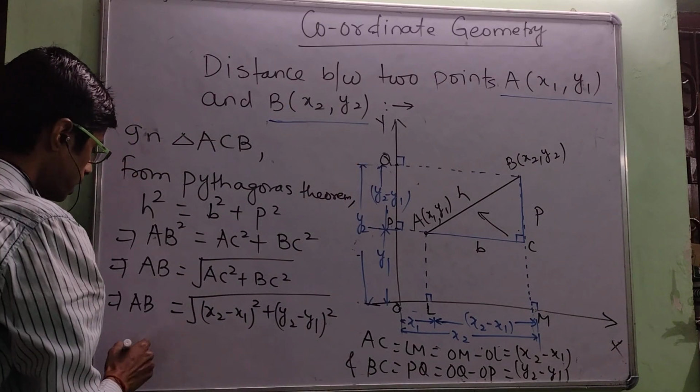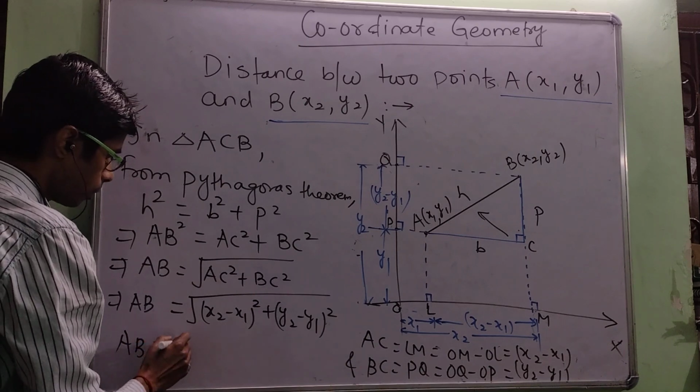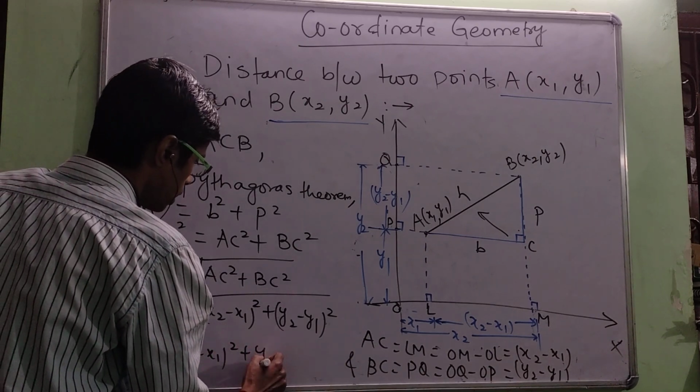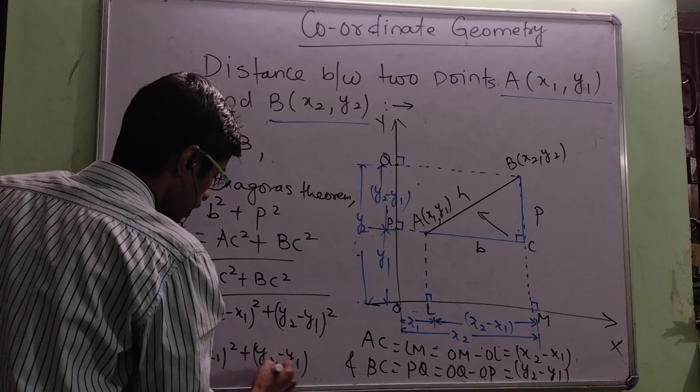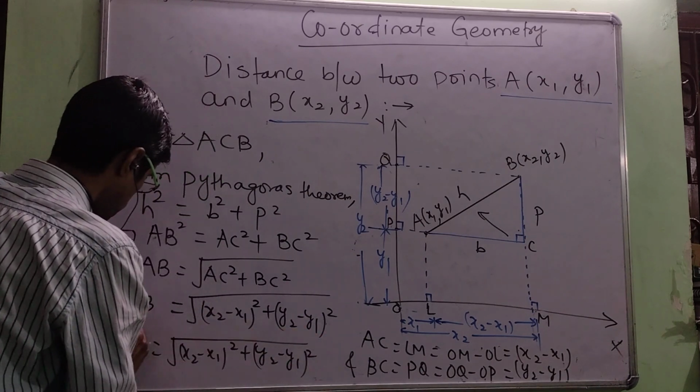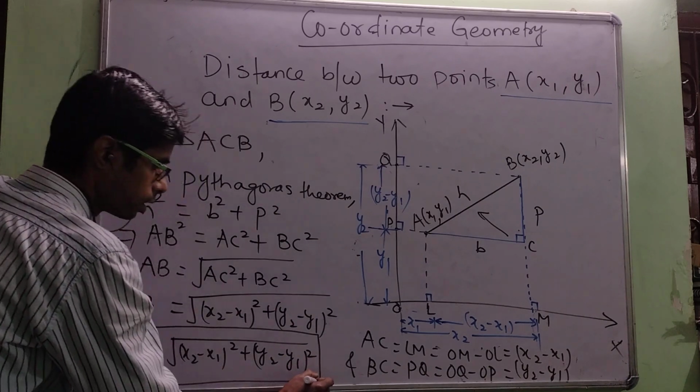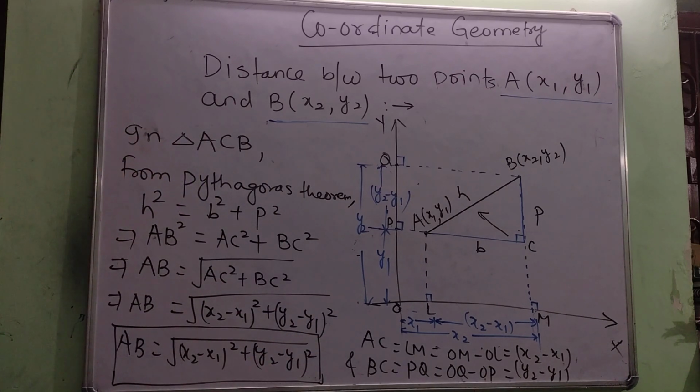So we can write distance AB will become under root (x2 minus x1) square plus (y2 minus y1) square, and this is the derivation of the distance formula between 2 points A and B.